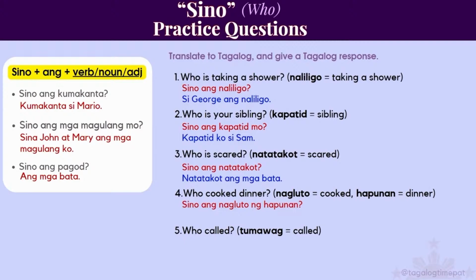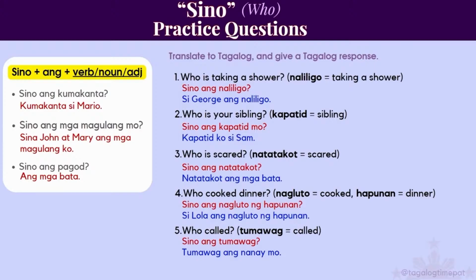So that's just sino plus ang plus a verb. Sino ang nagluto ng hapunan? Nang is the sentence marker before the noun. Si Lola ang nagluto ng hapunan. Lola cooked the dinner. And then last example, who called? Tumawag is called. Sino ang tumawag? So it's just the verb. Tumawag ang nanay mo. Your mother called. Or the simplest response, ang nanay mo.